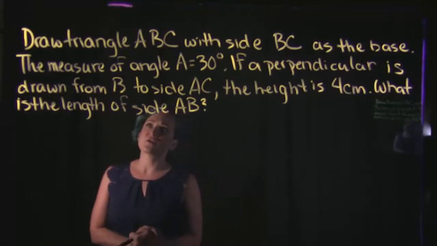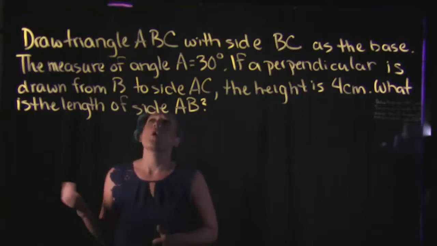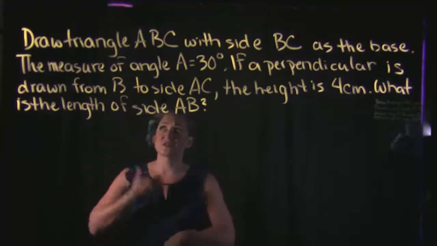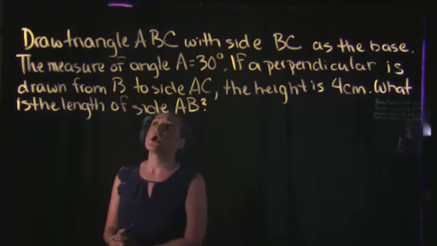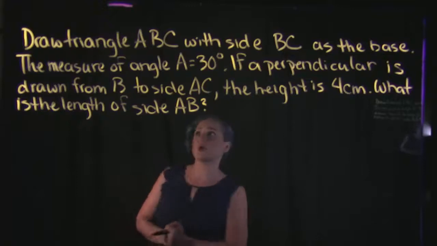Typically, whenever you are finding the length of a side of a triangle, you could either be talking about Pythagoras Theorem, or you're going to be dealing with sine, cosine, or tangent. So first, let's get this triangle drawn out so we can see what we are dealing with here.